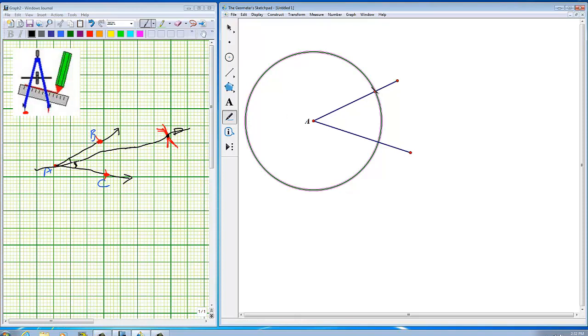Now let me mark. This would be my striking my arc, just like I did in my drawing. So there's my two hash marks at B and C. So now we need to label those. We need to mark those points. And let's go ahead and pick the label tool. We'll label that B. We'll label that C.